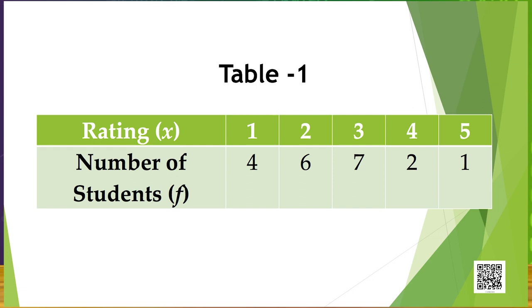There are 4 students who gave the rating 1 to the teacher. There are 6 who gave the rating 2 and so on. The total frequency is 20. However, the counting of frequencies can be done more conveniently if we use tally marks or tally bars. Let us illustrate this with table 2, which is shown on the screen.